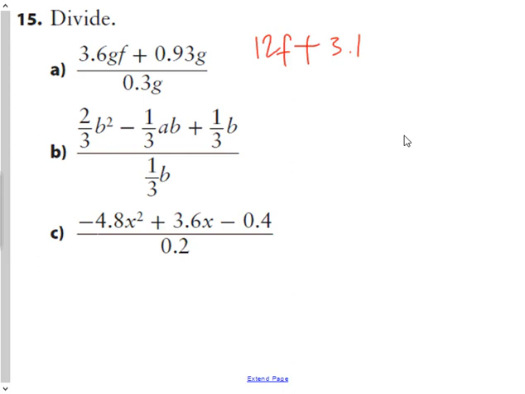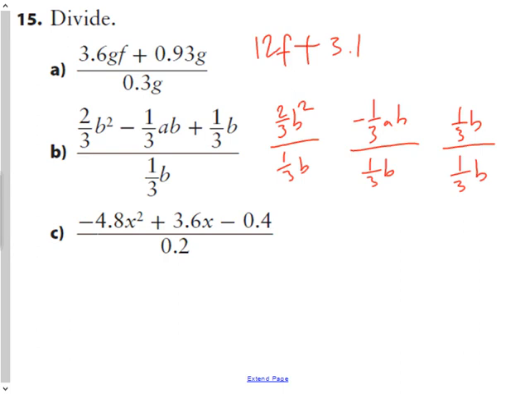Your second one, oh, this is a lot of work. So 2/3 b squared divided by 1/3 b, negative 1/3 ab divided by 1/3 b, and 1/3 b divided by 1/3 b. Well, that's the easiest one of the whole bunch because any number divided by itself is 1, but we'll get back to that.